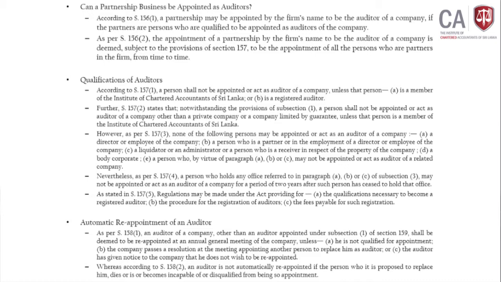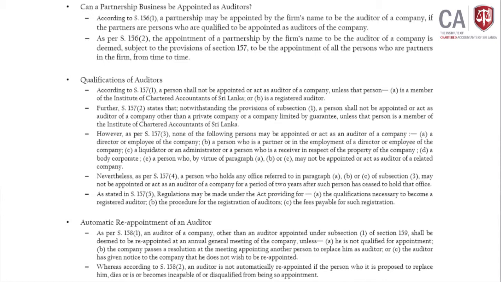So a person who by virtue of ABC is a director, employee, liquidator, administrator, or partner cannot be appointed as an auditor, because this company is related to the other company, or to the firm that this particular auditor is related to. Nevertheless, as per section 157(4), a person who holds any office referred to in paragraph A, B, C of subsection 3 may not be appointed or act as auditor of a company for a period of 2 years after such person has ceased to hold that office.